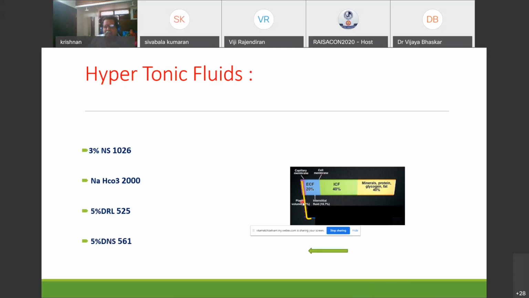If you give hypertonic solution, the fluid will start coming from the intracerebral place into the vascular compartment. When it comes into the vascular compartment, more fluid in the vascular compartment will produce osmotic diuresis. That is the most important thing when you use these hypertonic fluids.